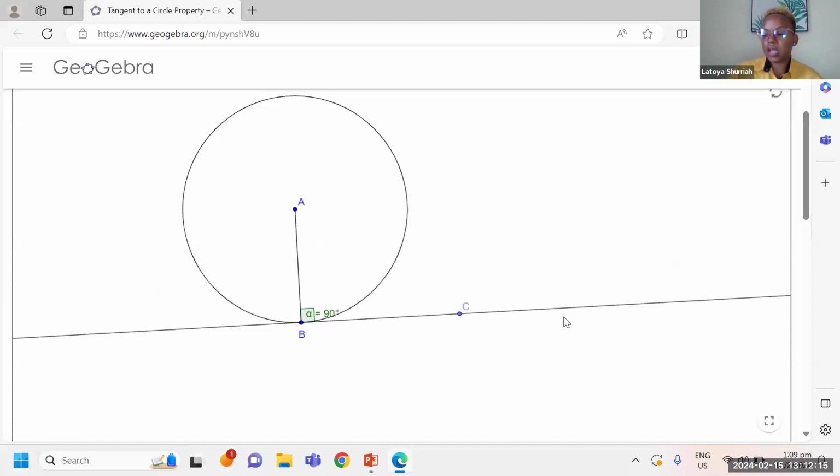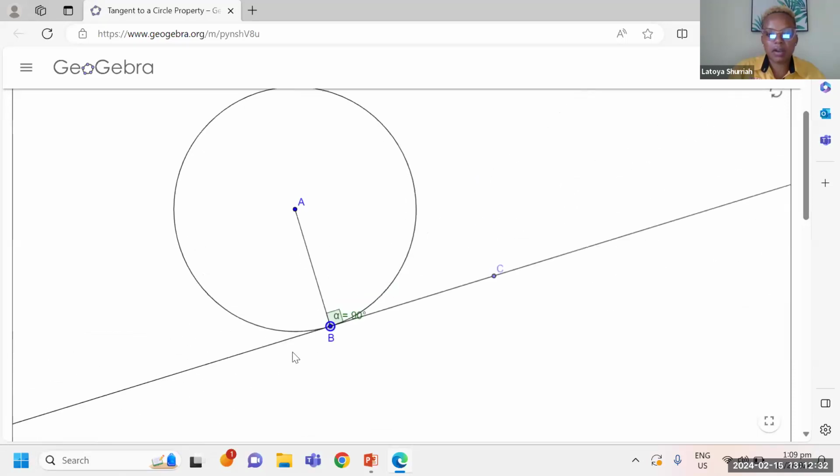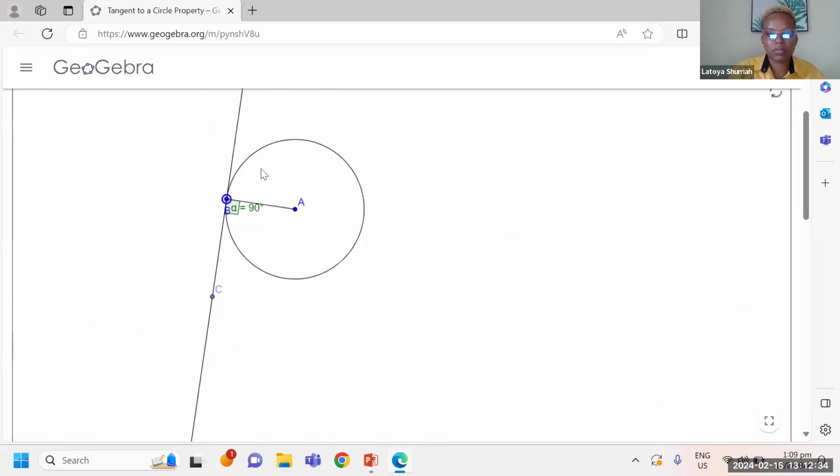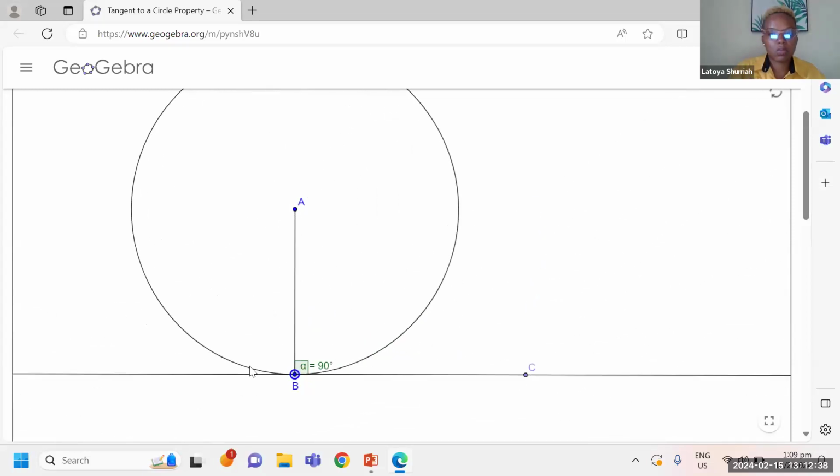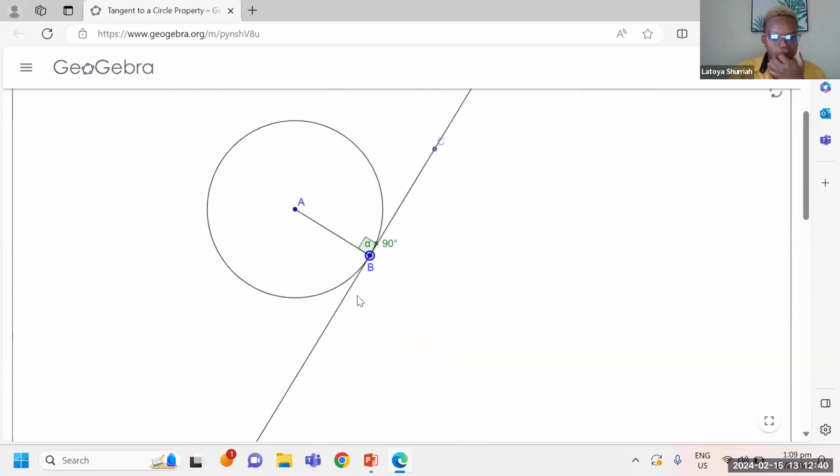Tangent. Very good. Tangent. And what do we know about a tangent? What makes it a tangent? It only touches one point on the circumference. Excellent. All right. So tell me what you notice happening in this diagram here, so now. What's happening?